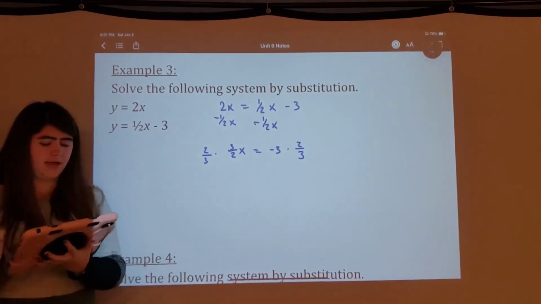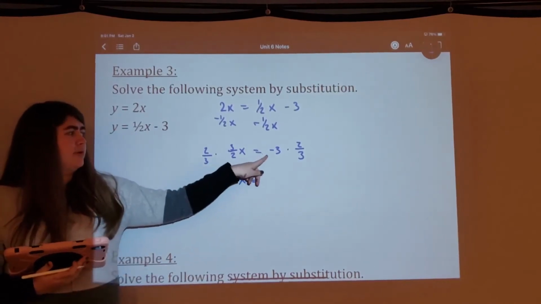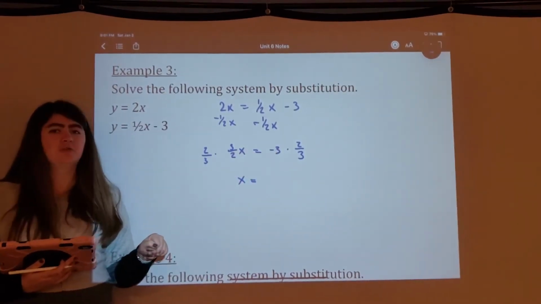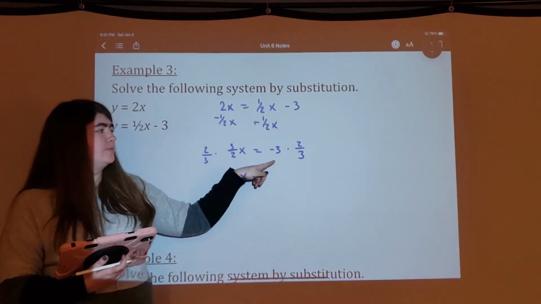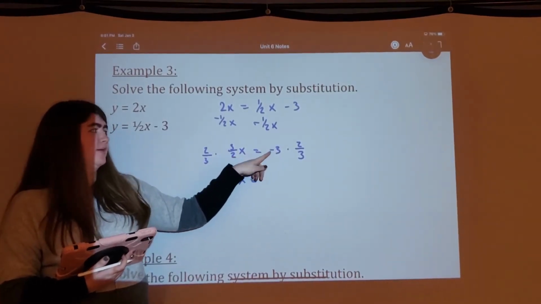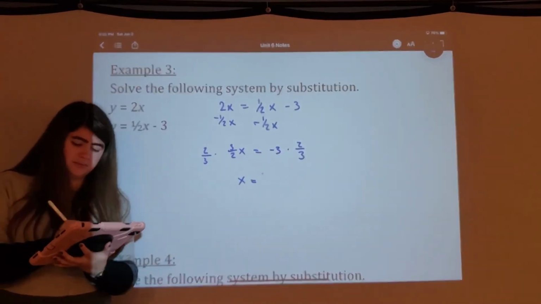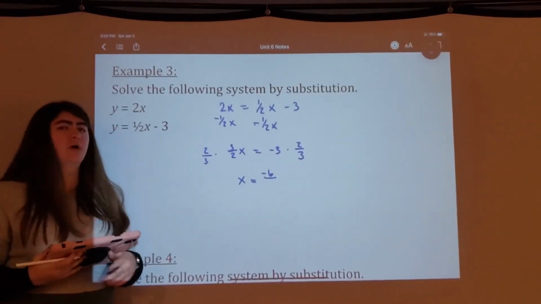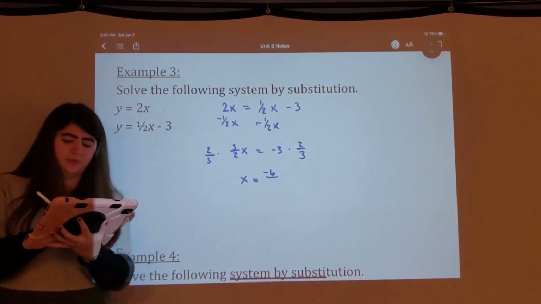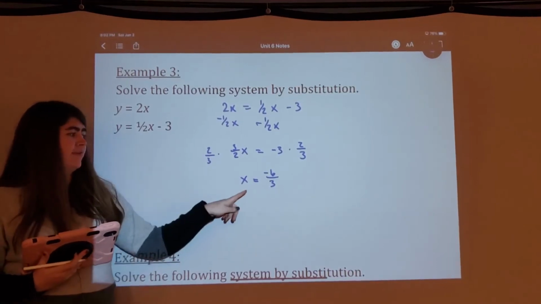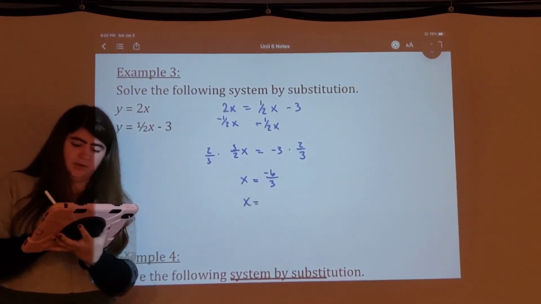So I have x is equal to negative 3 times 2/3. When you're multiplying fractions, this is like negative 3 over 1, and then you multiply straight across. So I have negative 3 times 2, which is equal to negative 6. And 1 would be on the bottom, so our denominator would stay the same, so that's over 3. Negative 6 divided by 3 is equal to negative 2. So x is equal to negative 2.